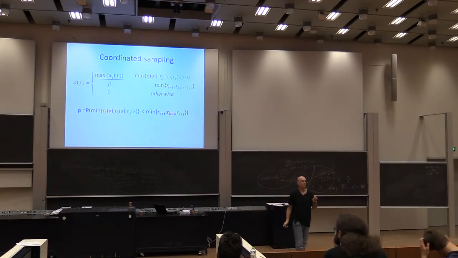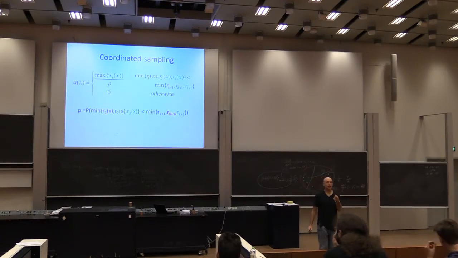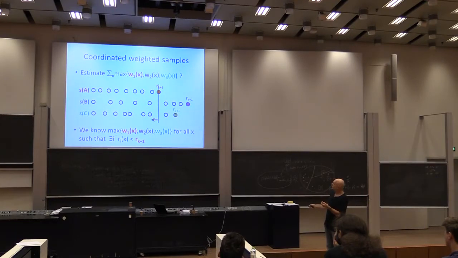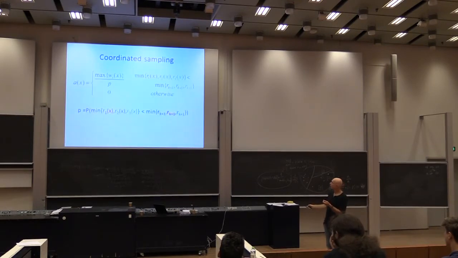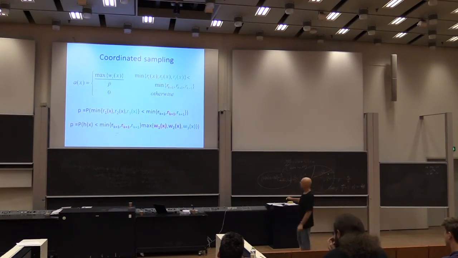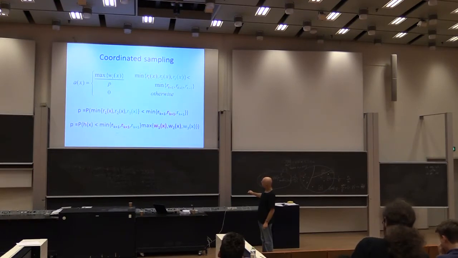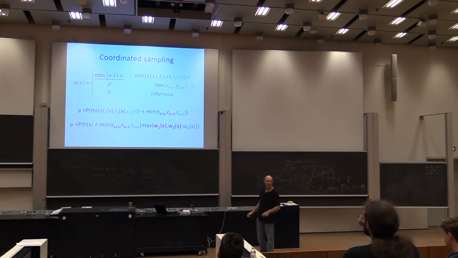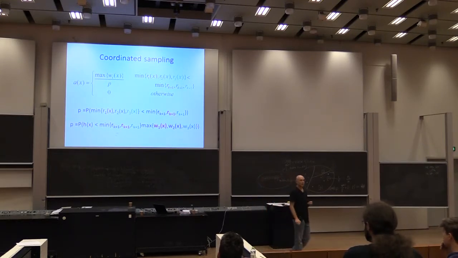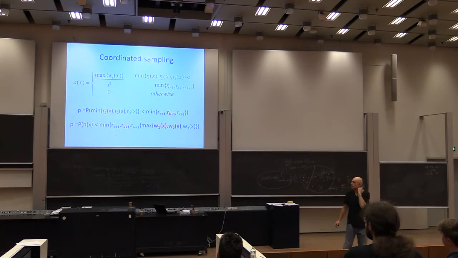Now what is P? P is exactly the probability that the item would appear in one of these samples with rank smaller than this rank, which you can calculate. The smallest rank of the item is the hash value divided by the maximum weight, and this should be smaller than this minimum in order for the item to satisfy the condition that I mentioned.